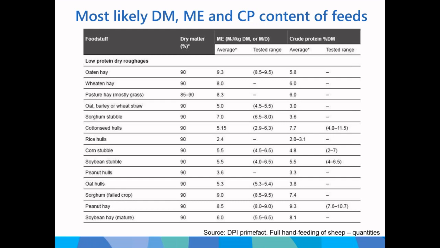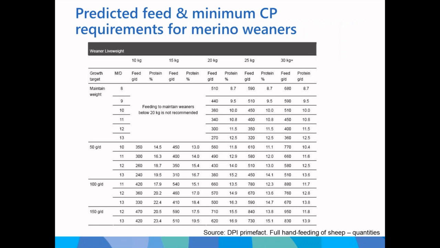It gives you some estimates of quality. As I said, this information is available on the web, or if you want a copy of the drought management guide, which contains this, you can get it off the web, or you can get a copy from LLS or Rural Councillors. It contains a lot more information other than just this. It will also contain information on predicted feed and minimum crude protein requirements for several classes of animals. In this case, we're talking about merino weaners.